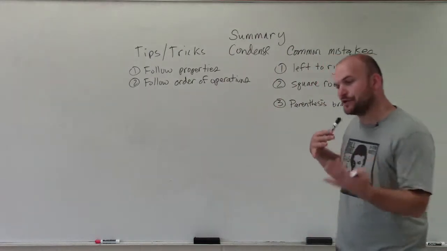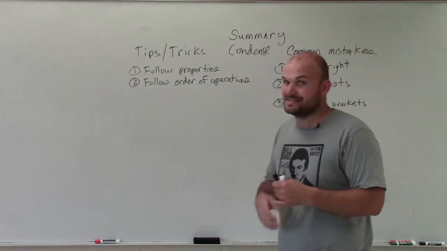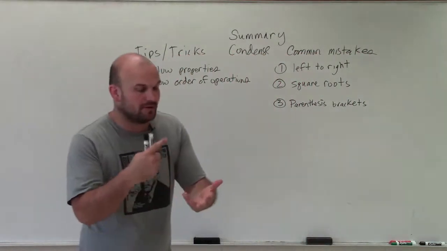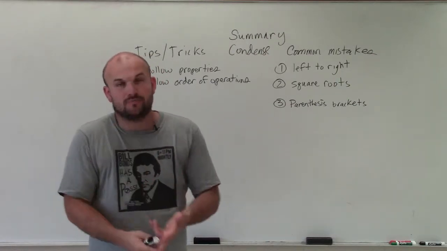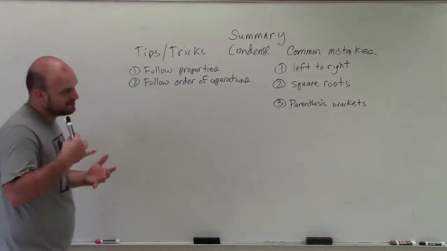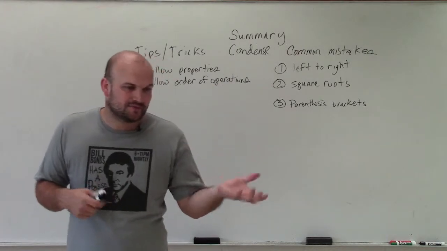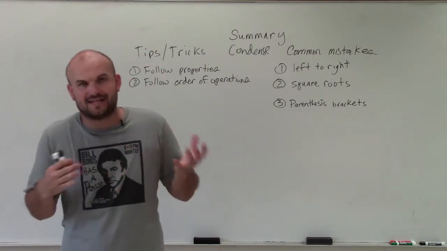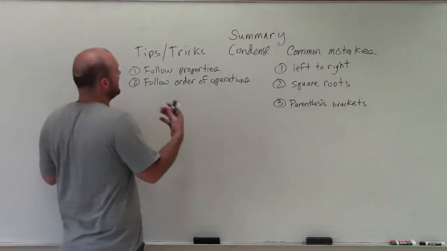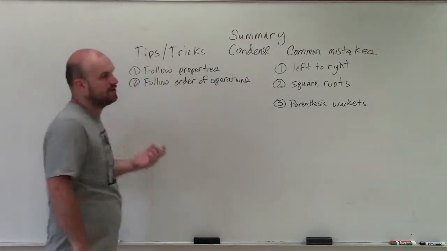What I'd like to do is go over the process of condensing, and basically what it is: following our properties of logarithms, especially the power, the product, and the quotient property. When I was thinking of some tips and tricks, it's really hard to think of easy ways to think about it, because basically all you're doing is applying your properties and following the order of operations.